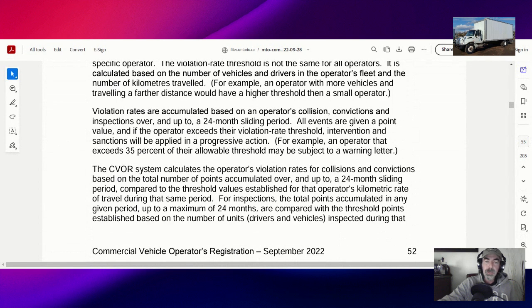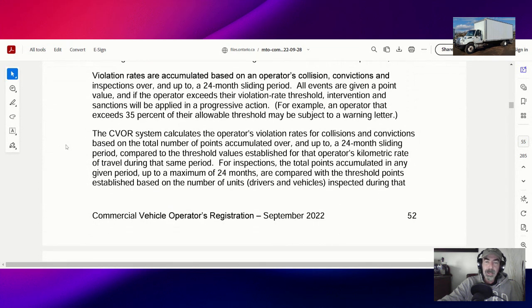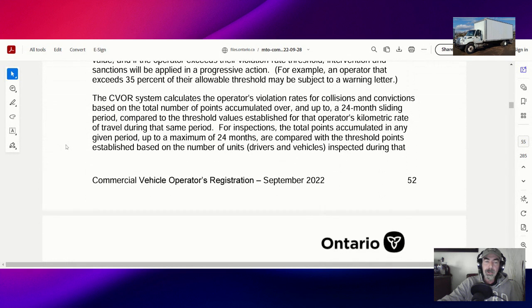Violation rates are accumulated based on an operator's collisions, convictions, and inspections over and up to a 24-month sliding period. All events are given a point value, and if the operator exceeds their violation rate threshold, intervention and sanctions will be applied in a progressive action. For example, an operator that exceeds 35% of their allowable threshold may be subject to a warning letter.